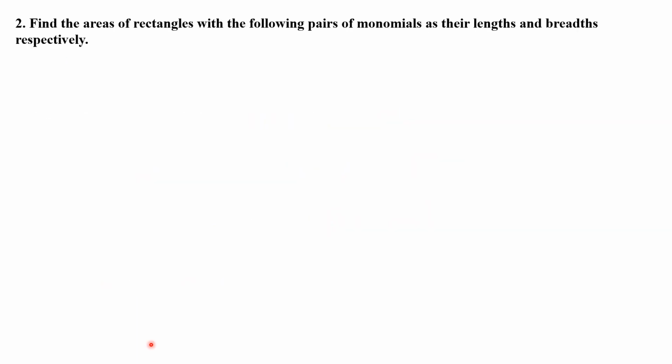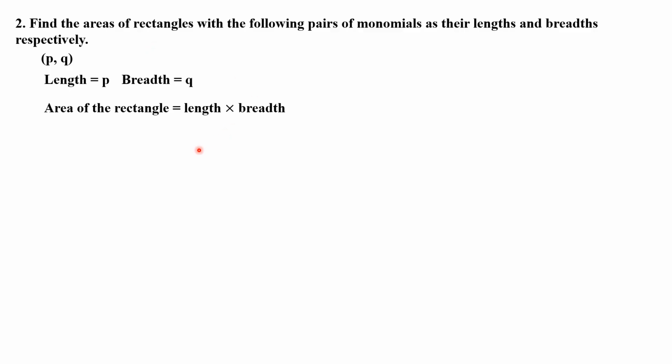Now question number 2. Find the areas of rectangles with the following pairs of monomials as their lengths and breadths respectively. First question is p and q. So your p is length, q is breadth. And we know that area of a rectangle formula is length into breadth. So you have to just multiply. So length is p and breadth is q. So p into q you will get pq. So this is the answer for the first one.